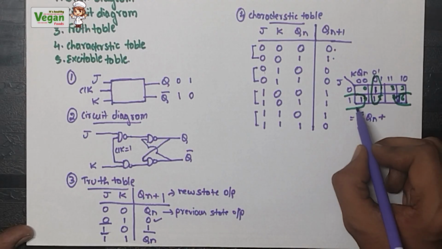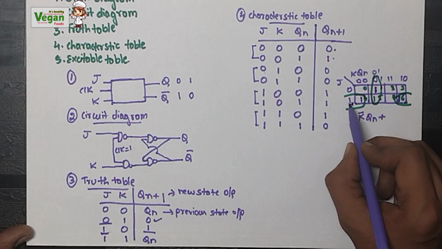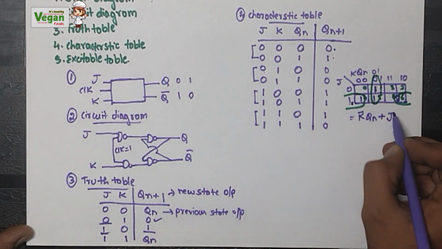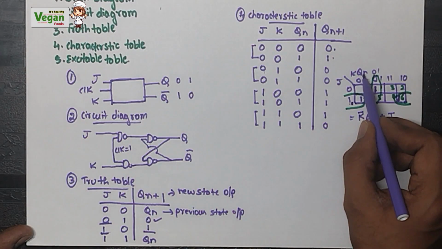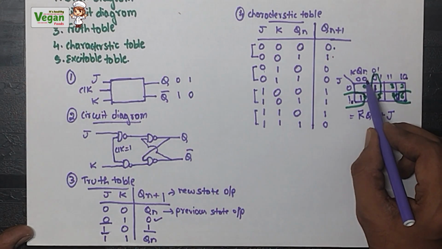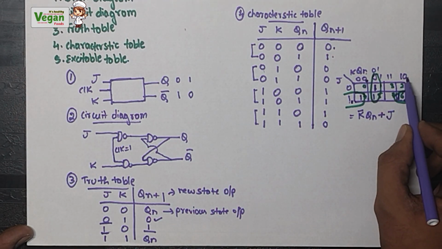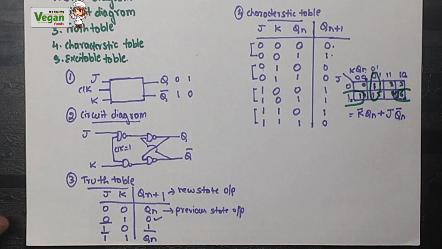So what will it be? 1 is constant. For this one also J value is 1. For this one also J value is 1. So J. Next, if we consider for this one K is 0, Qn is 0. For this one K is 1, Qn is 0. What is constant? Qn. So here also Qn is 0, here also Qn is 0. So we will write Qn. So 0 is the value of Qn, so we will write Qn bar.